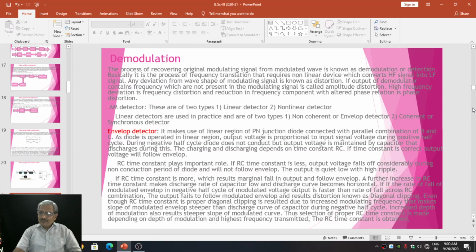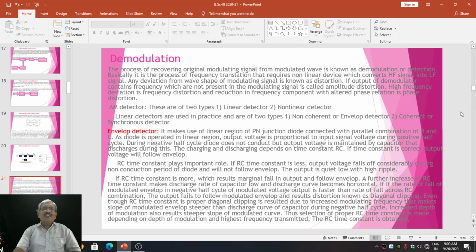Dear students, to proceed further, let me introduce another aspect of the communication technique that is used in the receiver. Without that, signal recovery, or obtaining the original signal, is not possible, and that process is called demodulation. Friends, the demodulation process is used in the receiver to recover the original information from the modulated wave.